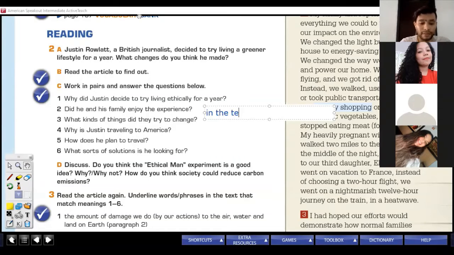In the text, the man says, or he said, right? Or just he said. This is the way you should answer the questions, like, why did Justin decide to try living ethically for a year? Well, in the text he said, or only he said, that he decided to do this because of this, this, and this, right? So that's what I want you to do.